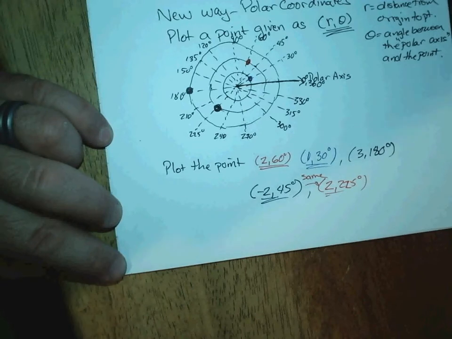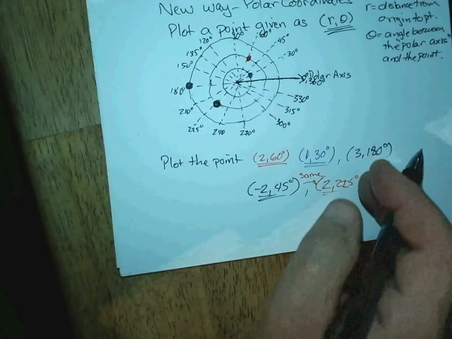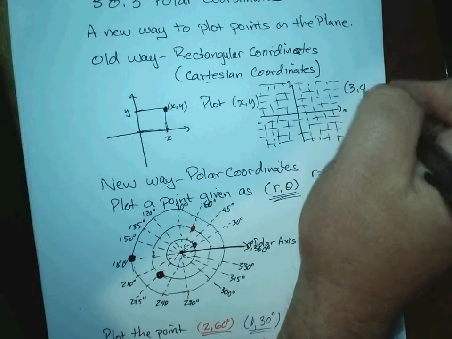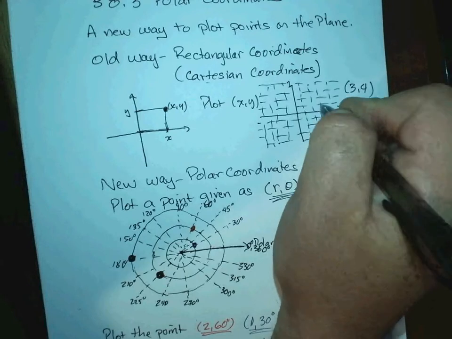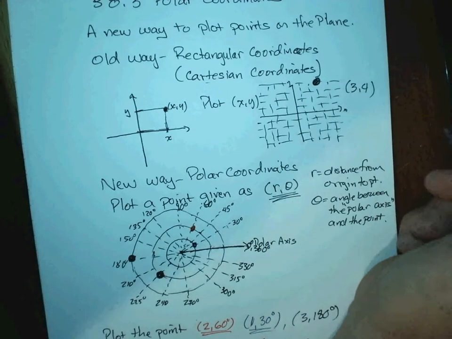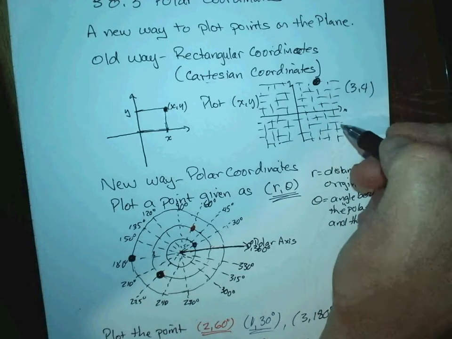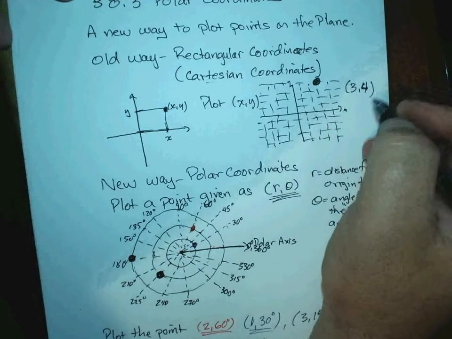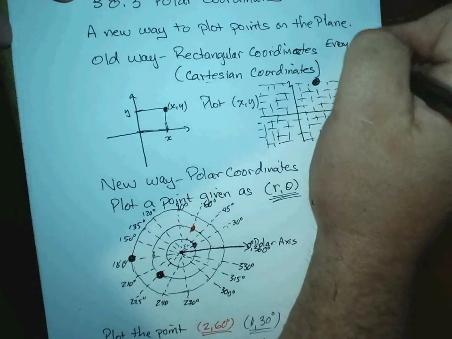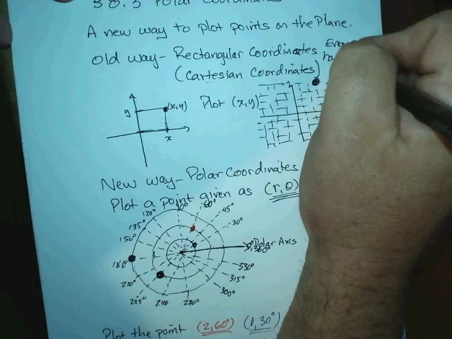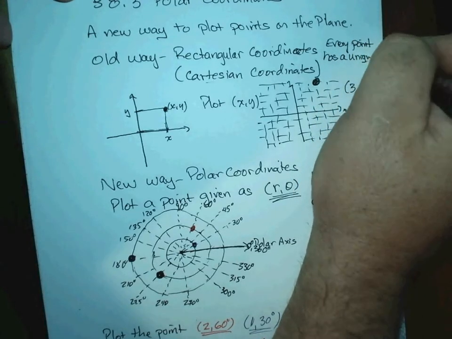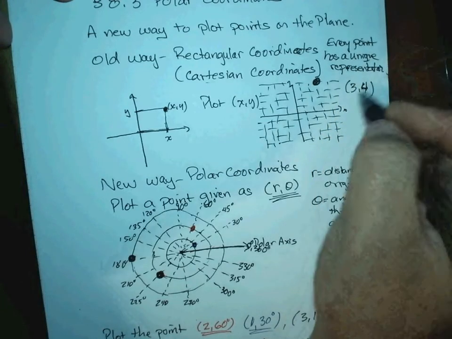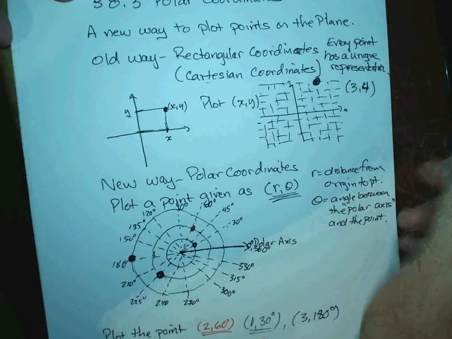Now that's where the interesting thing about this comes up. When we plot points in rectangular coordinates, if I want to plot the point, say 3, 4, I go 3 in the x, 4 in the y, and there's the point. There is no other way for me to represent that point in rectangular coordinates. Every point has a unique representation in rectangular. There is only one way to write the point in rectangular coordinates.